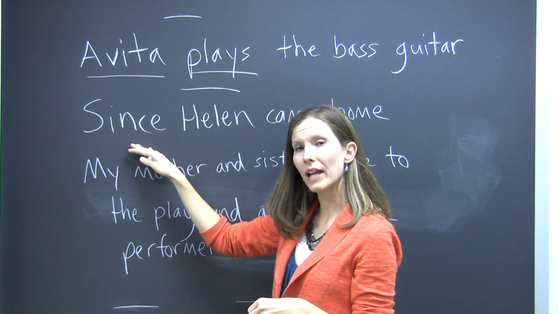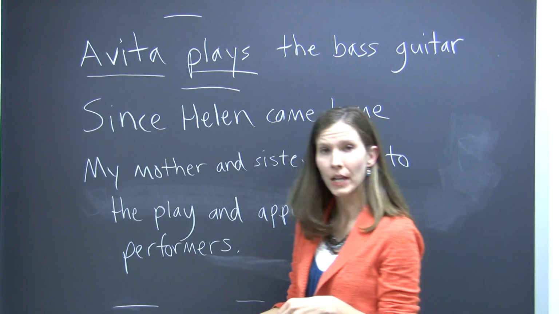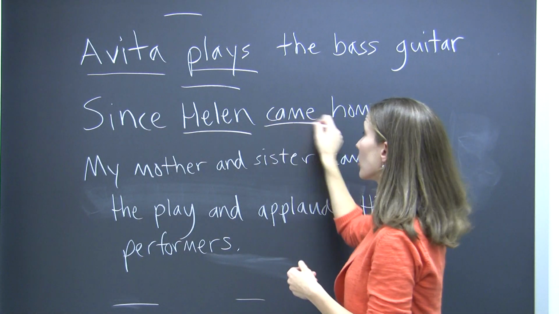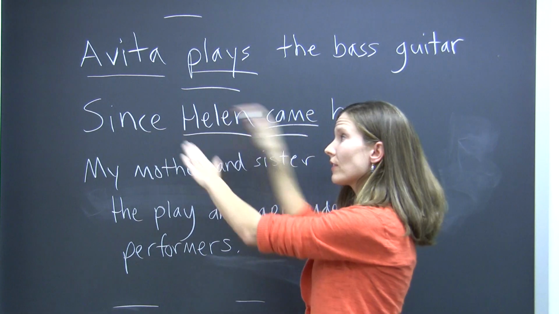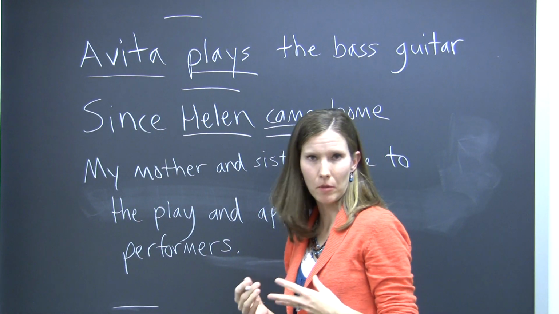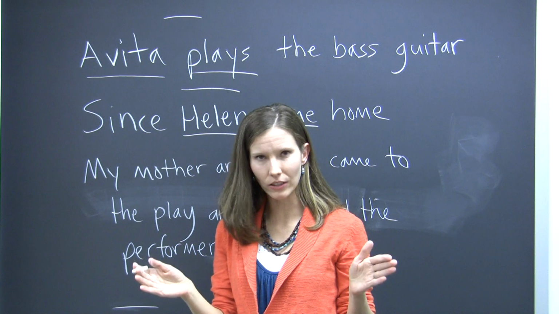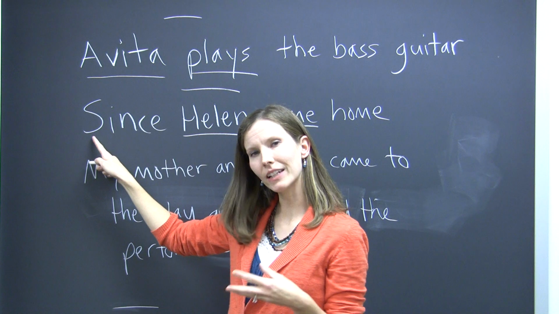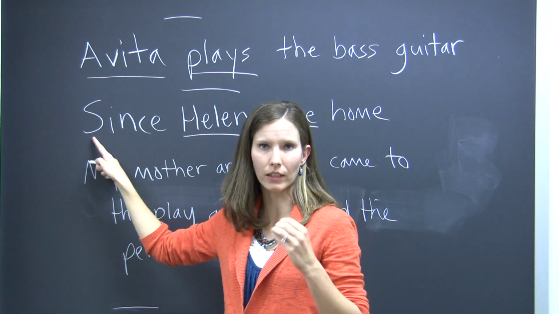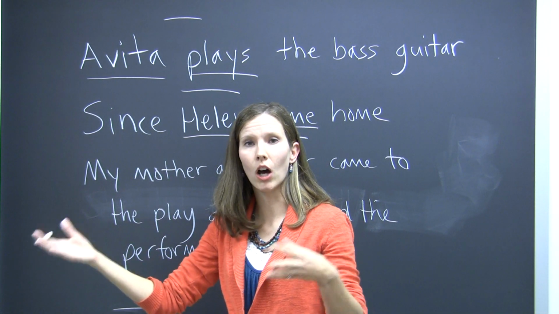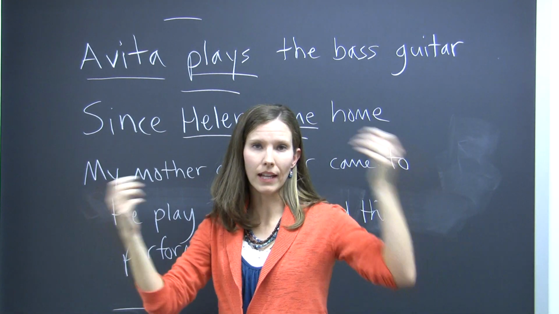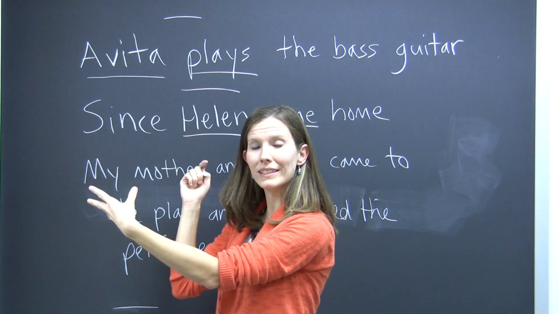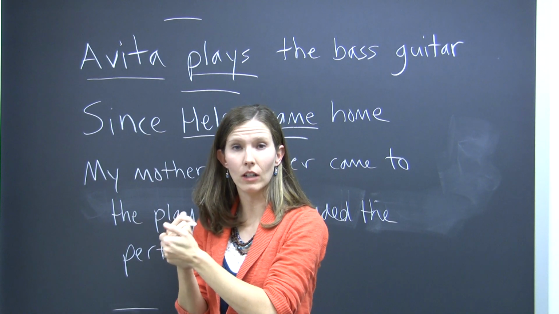If you look below that, we have since Helen came home. This again is a clause because it has a subject, Helen, and a verb, came. But if that were by itself, since Helen came home, it doesn't make sense. It can't stand alone. It can't be punctuated as though it's a complete sentence. So this is the second kind of clause, which is a dependent clause. That means it relies on an independent clause to make sense. It cannot stand by itself. So the way to turn this dependent clause into a complete sentence is to add an independent clause onto it.